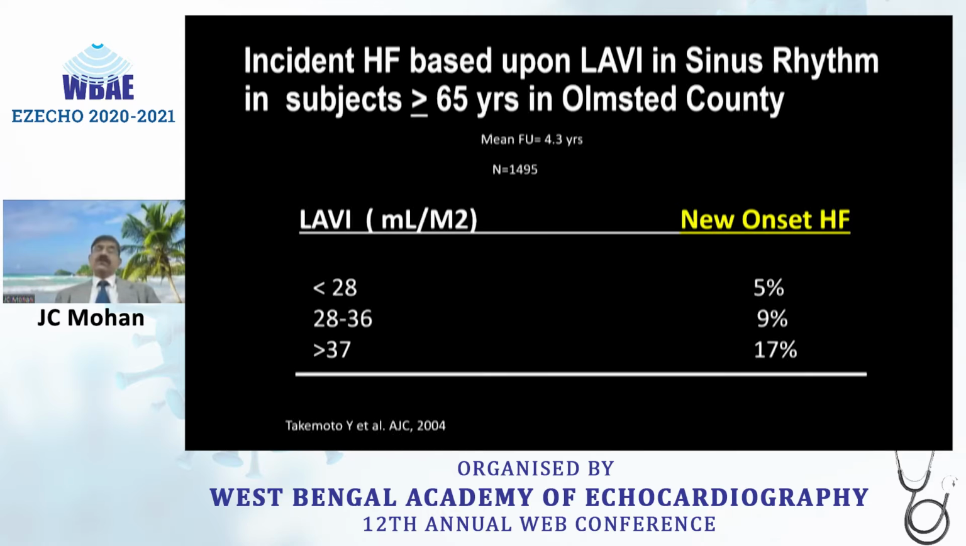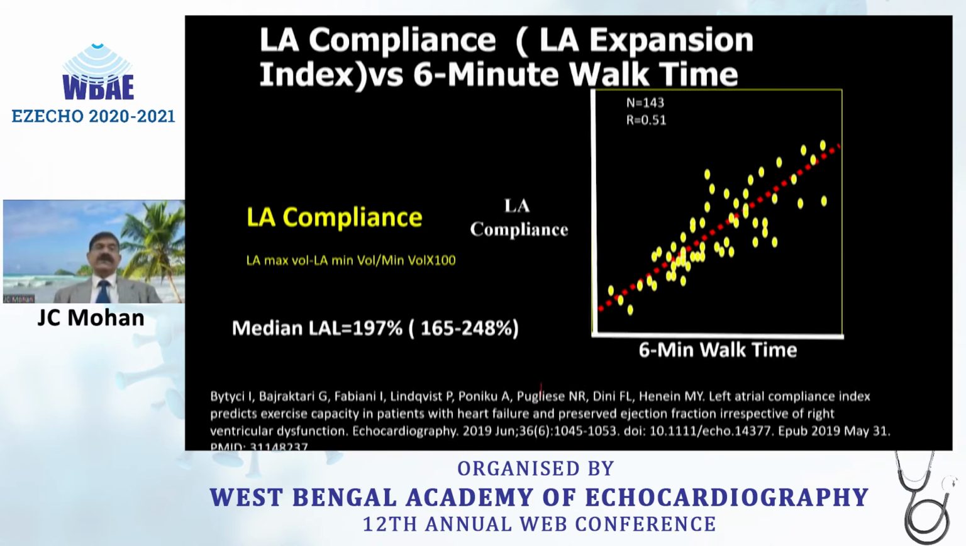Not only that, the incident heart failure, or new onset heart failure, is also related to the baseline left atrial volume index. Again, the data from Olmsted County in elderly individuals states that as the left atrial volume shown on the left side increases, the new onset heart failure increases, and by a difference of 9 ml per meter square, 3 times higher new onset heart failures occur.